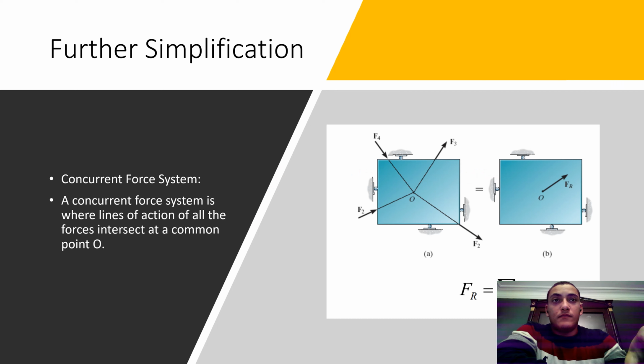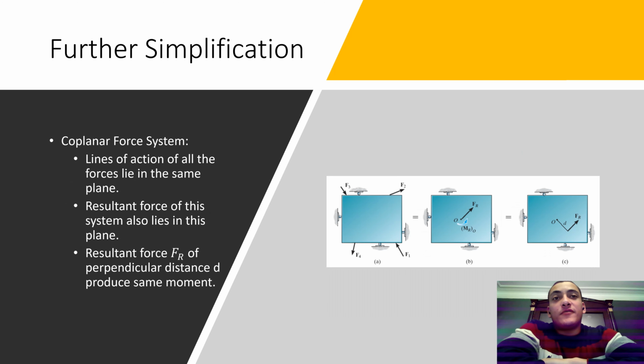So, further simplification. Concurrent force system: a concurrent force system is where the lines of action of all the forces intersect at a common point O. As you can see in the example I provided, Fr equals sigma F. Coplanar force system: the lines of action of all the forces lie in the same plane. The resultant force of this system also lies in the plane. The resultant force Fr at a perpendicular distance d produces the same moment, as you can see in the figures I have provided on the right.